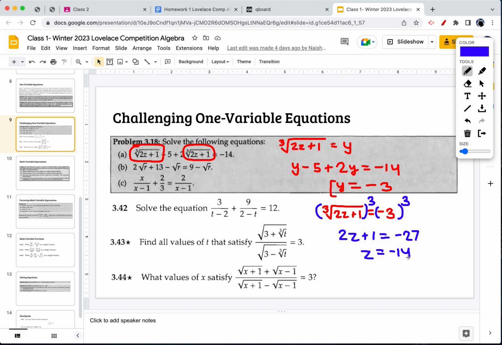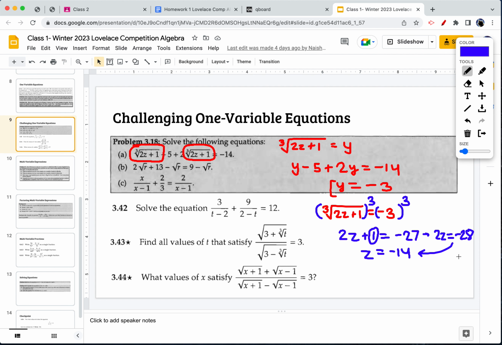Okay, I think you're close. But notice here, we just have to subtract the 1. So I think it's just a silly mistake. But you do 2z is equal to minus 28, and then z is equal to minus 14. But yeah, I think you got the right idea.